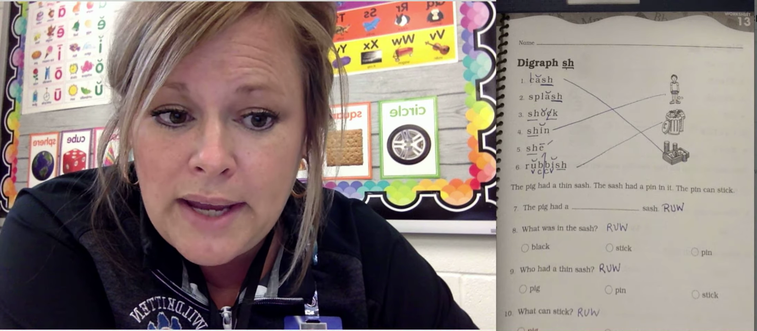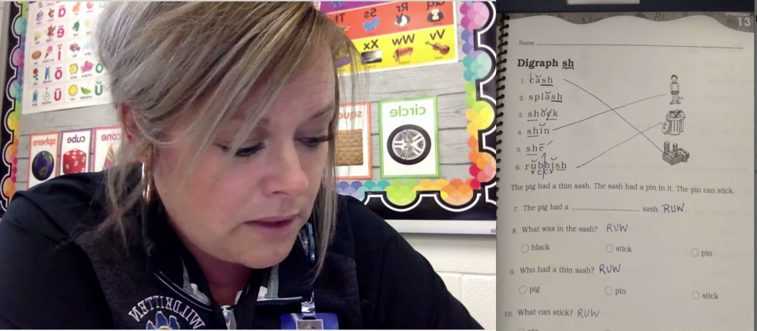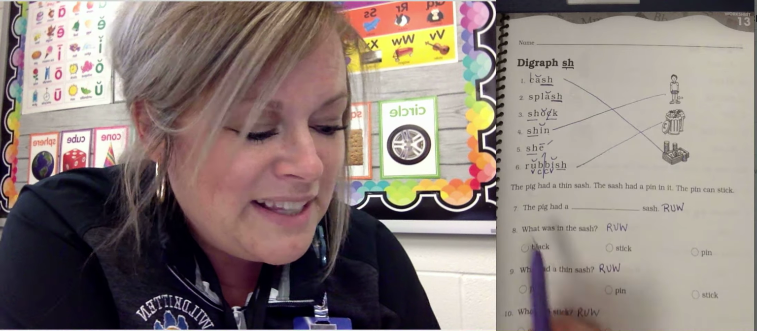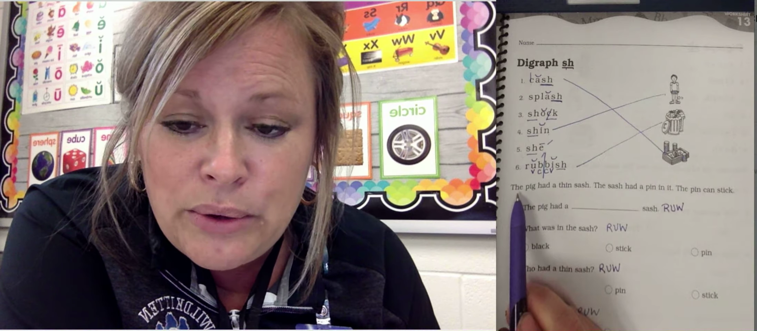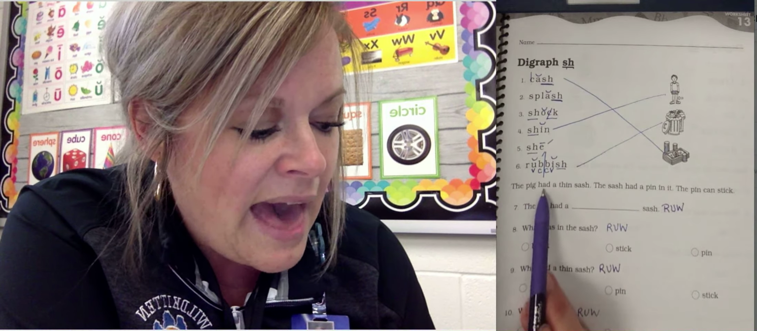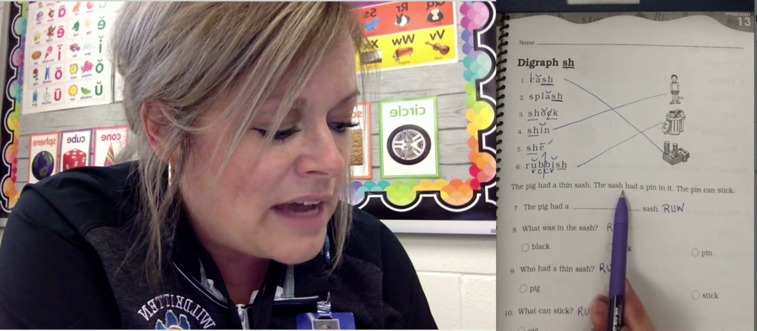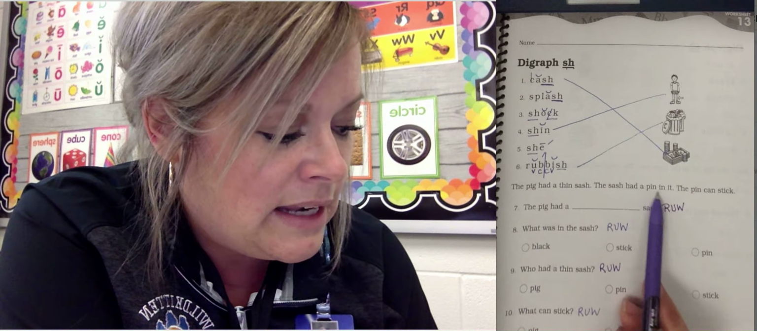And then we're going to write a complete sentence if it needs it, or write in a bubble, or fill in a blank, whatever it needs. So let's take a look at the story. Let's read it together. Ready? Go. The pig had a thin sash. The sash had a pin in it.